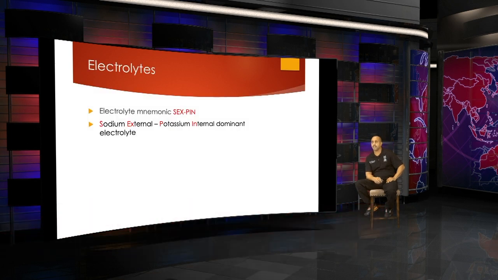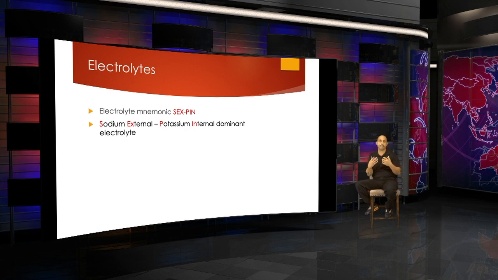All right, so today what I'm talking about is the electrolytes. There is a mnemonic called SEXPIN to help determine the two major electrolytes, sodium and potassium. SEXPIN stands for S, the S in sex is sodium, and the EX is for external, meaning sodium sits externally outside the cell. Everything is going to reference the cell today in this podcast. So outside the cell sits the sodium.